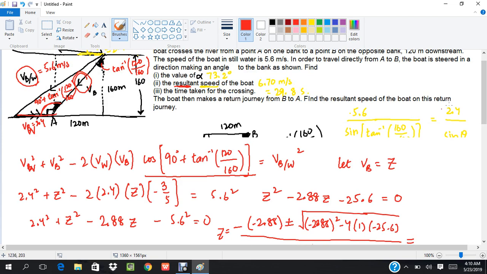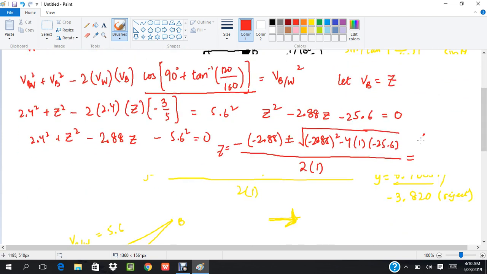So the answers that we'll get will be the same. That is 6.70057 and negative 3.820. This time we have to reject the positive answer because the direction is reversed. So this would be my answer this time, 3.82 meters per second. I hope this is clear.